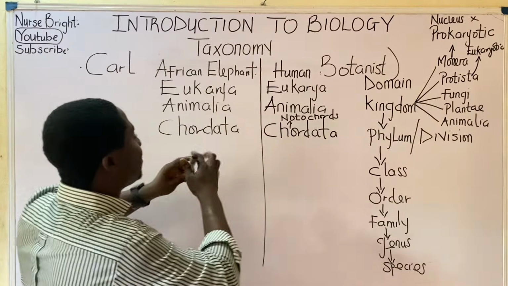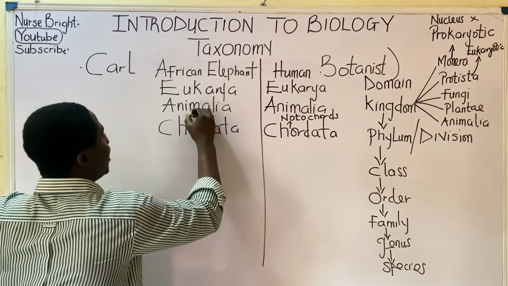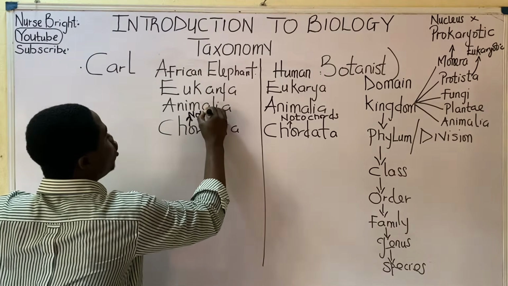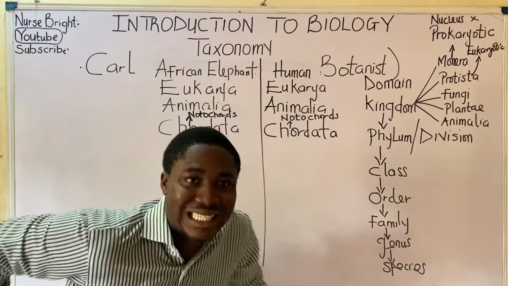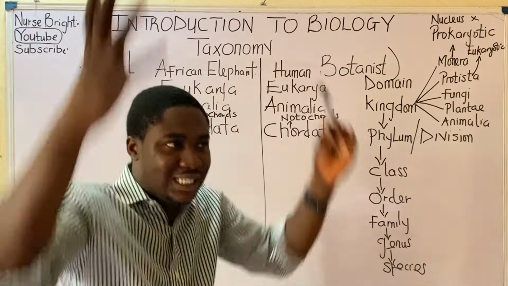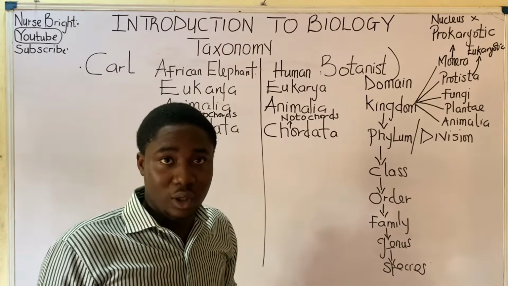We both share the same characteristics. We both have notochords during that stage. So it is this notochord that later develops into what we call the vertebral column, which houses the spinal cord. Do you understand what I'm saying?